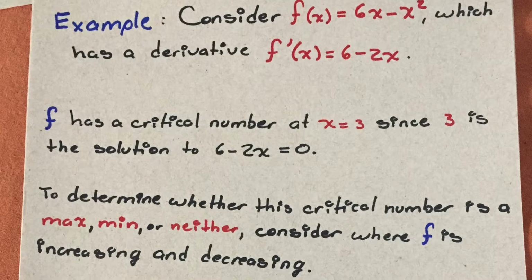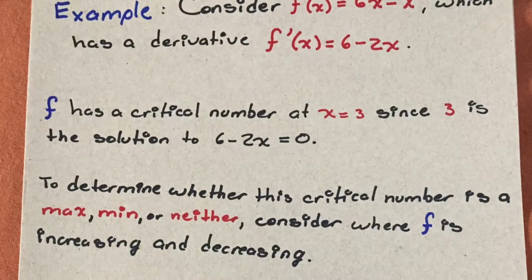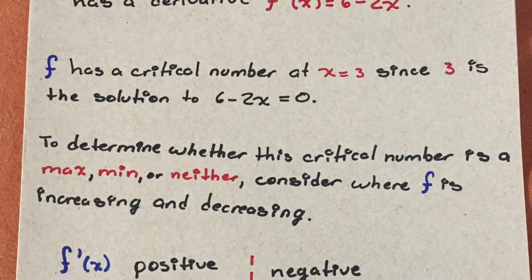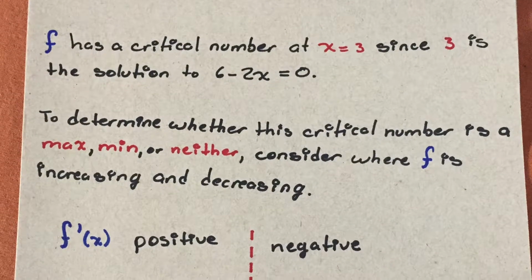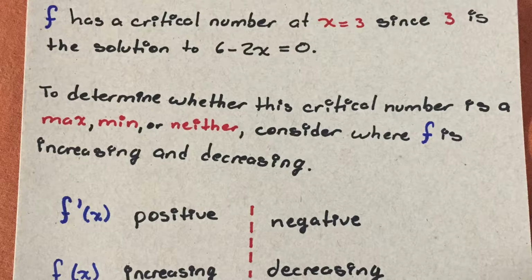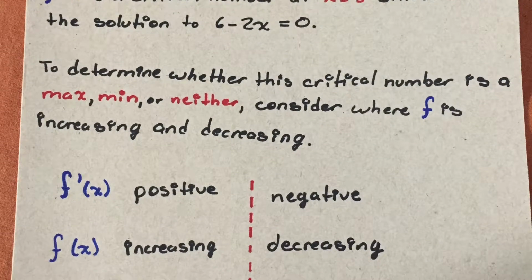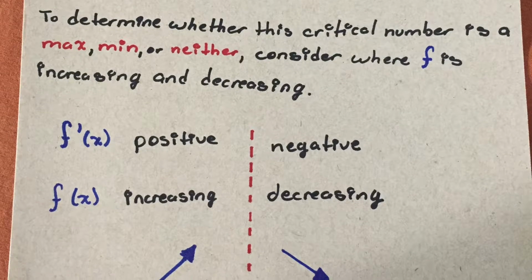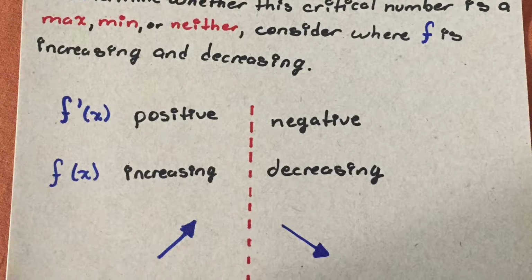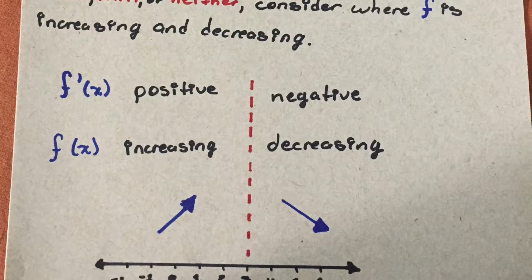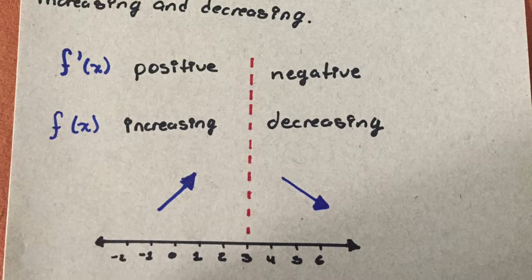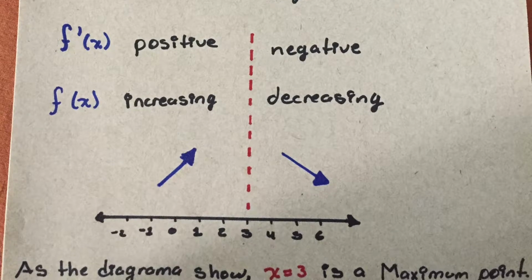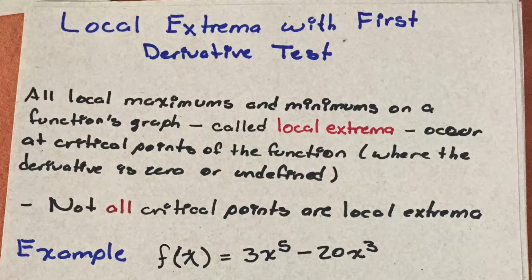Example: consider the function 6x minus x squared, which has a derivative of 6 minus 2x. f has a critical number at x equals 3, since 3 is the solution to 6 minus 2x equals 0. To determine whether this critical number is a maximum, a minimum, or neither, consider where f is increasing and decreasing. As the diagram shows, x equals 3 is a maximum point.